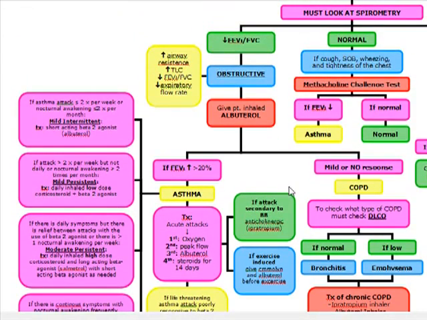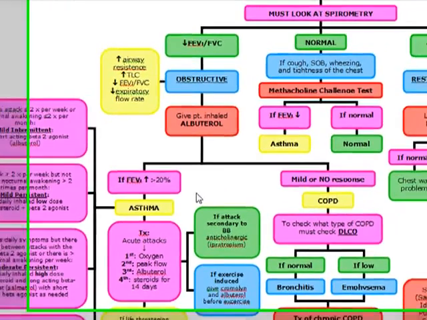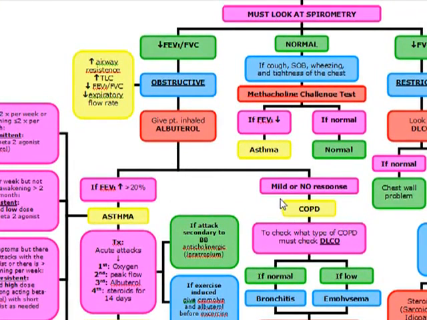Now, we figured out that the patient has an obstructive lung disease. We've given a trial of albuterol. If the FEV1 was increased over 20%, we made the diagnosis of asthma, and we followed the algorithm on how to treat it. Now, if after the trial of albuterol, there's a mild or no response to this trial of albuterol, we've made our diagnosis of COPD.